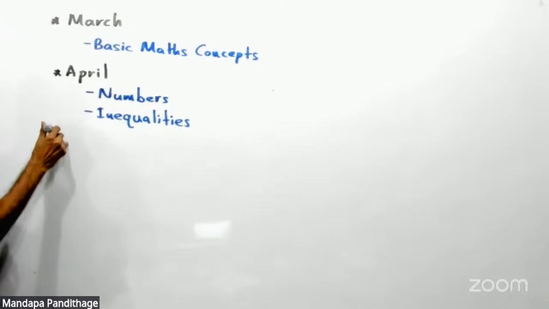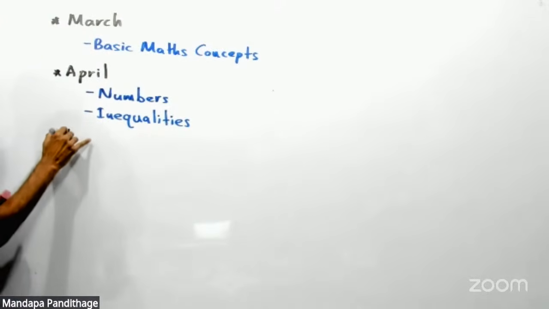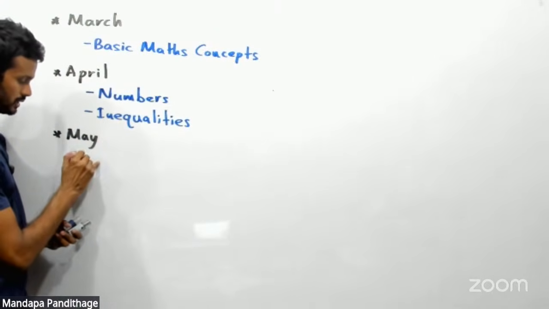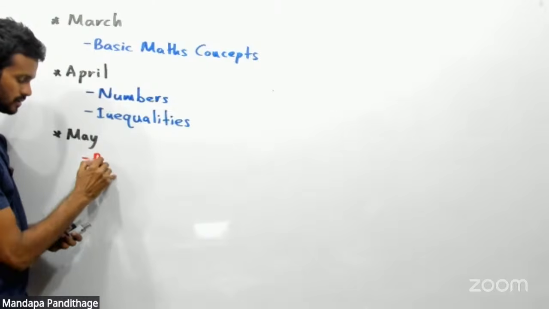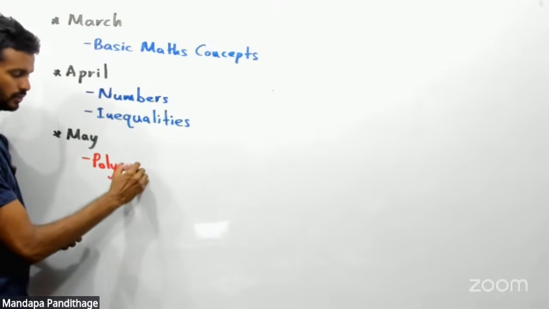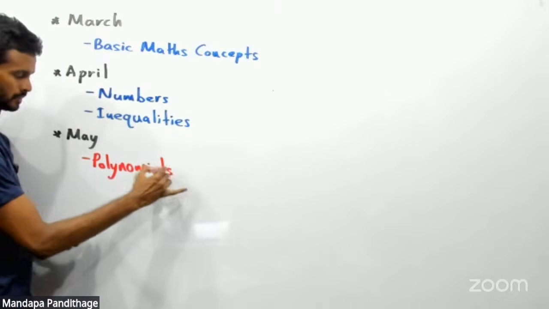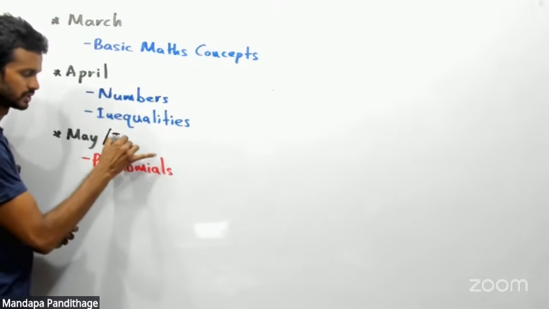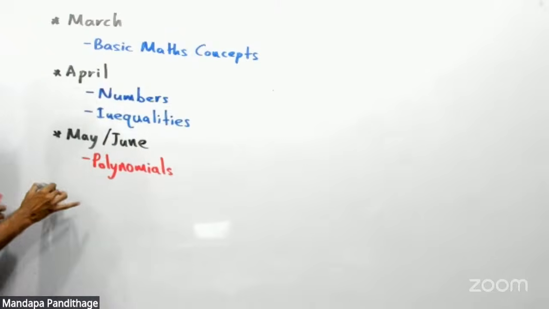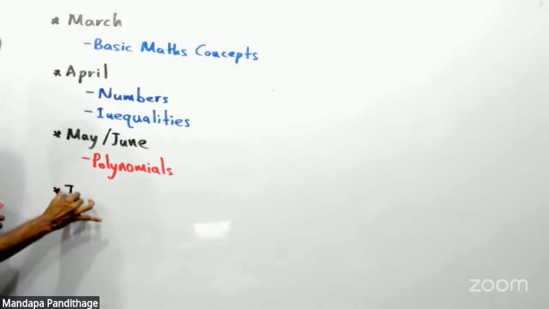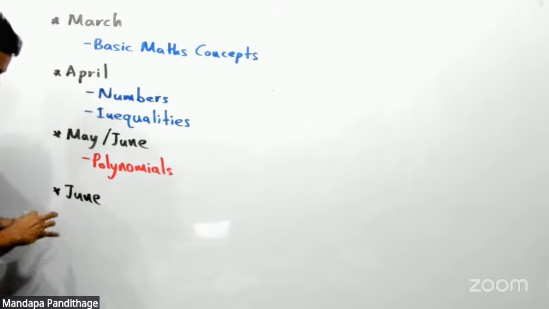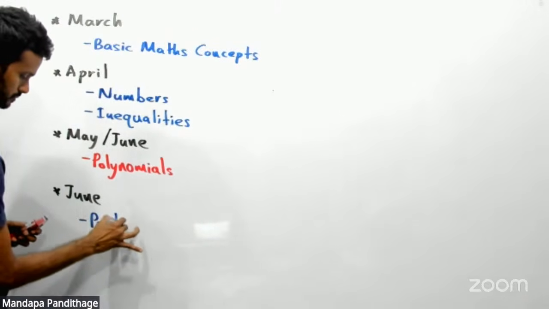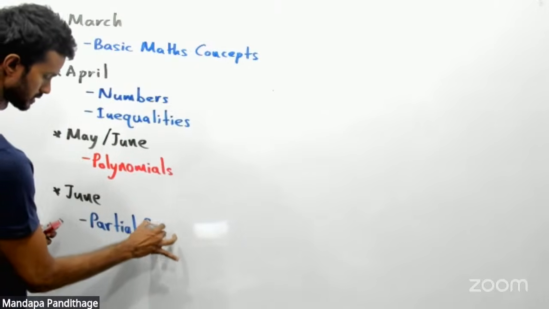In May, we started the first main lesson. I'll tell you why I'm saying that this is a main lesson. Polynomials. We started this one in May and May, June. So we took around 5 weeks to do this. And then again in June, we have done partial fractions, a 2-week lesson.